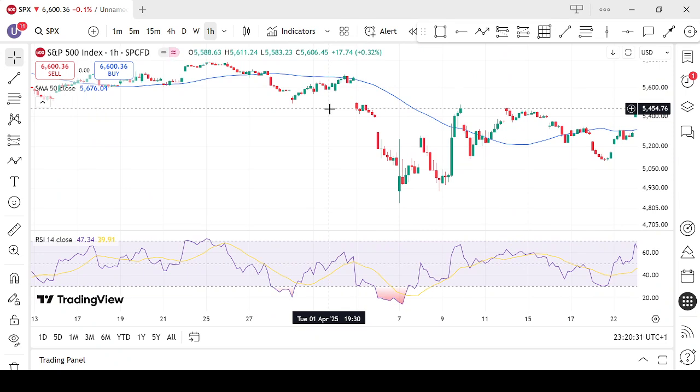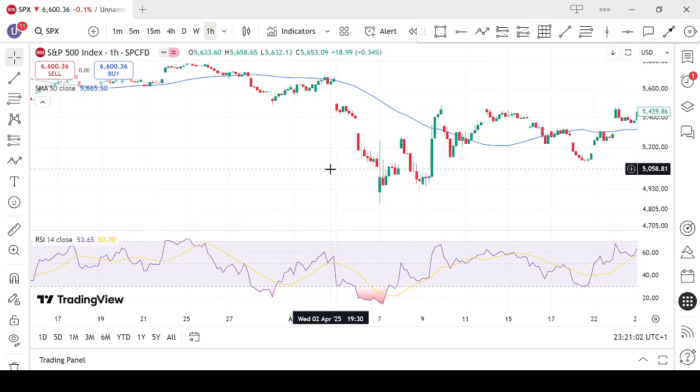Now, the fifth step will be to set risk management rules. Effective risk management protects your capital and ensures survival through losing streaks. Decide in advance how much of your total account you will risk per trade, typically 1% or less. You have to calculate your position size based on the distance between your entry and your stop loss levels. Always use stop loss orders to cap potential losses and take profit orders to lock in gains at predetermined levels.